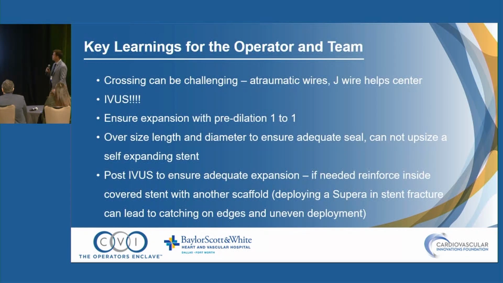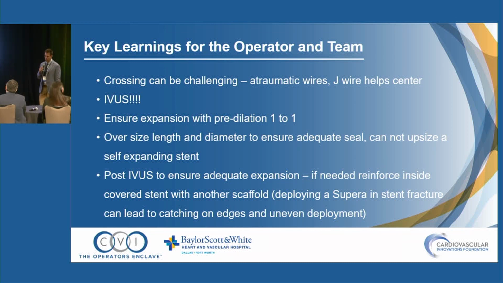So just to highlight some of those teaching points, again, crossing can be sometimes challenging with these J-wires and directional catheters to stay true lumen. IVUS is non-negotiable. You want to ensure that those areas are going to dilate appropriately. Covered stents, oversized with length and diameter, and then post-IVUS as well.